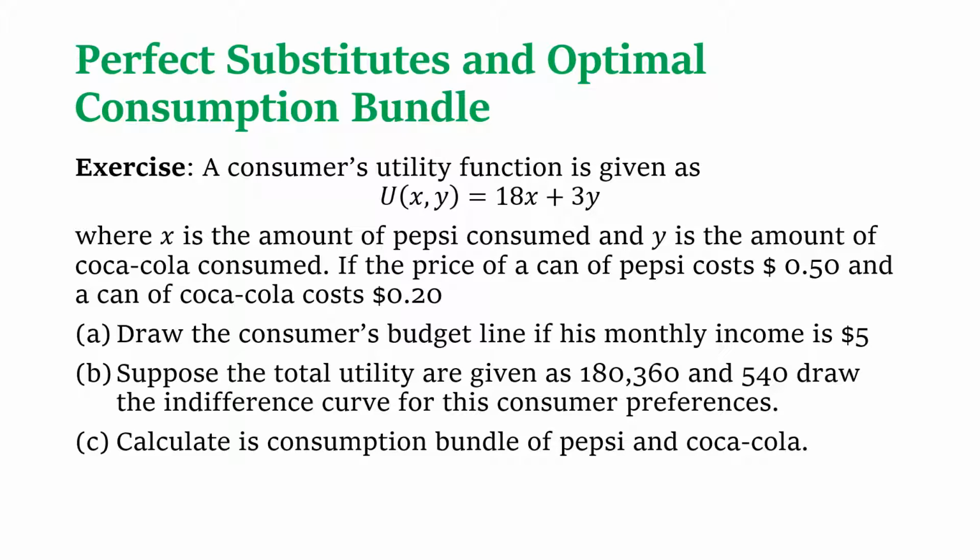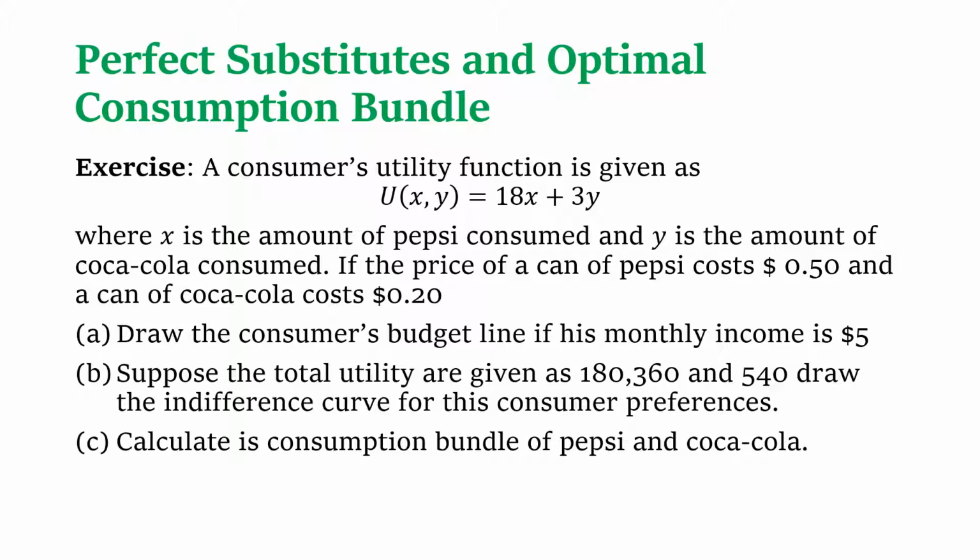So we know what Px is. Px is what? 0.5, right? So it's just 0.5 times x, which is 0.5x plus what? 0.2y. So 0.5x plus 0.2y equals 5. So that is the budget constraint, right? So how do we get the budget line?